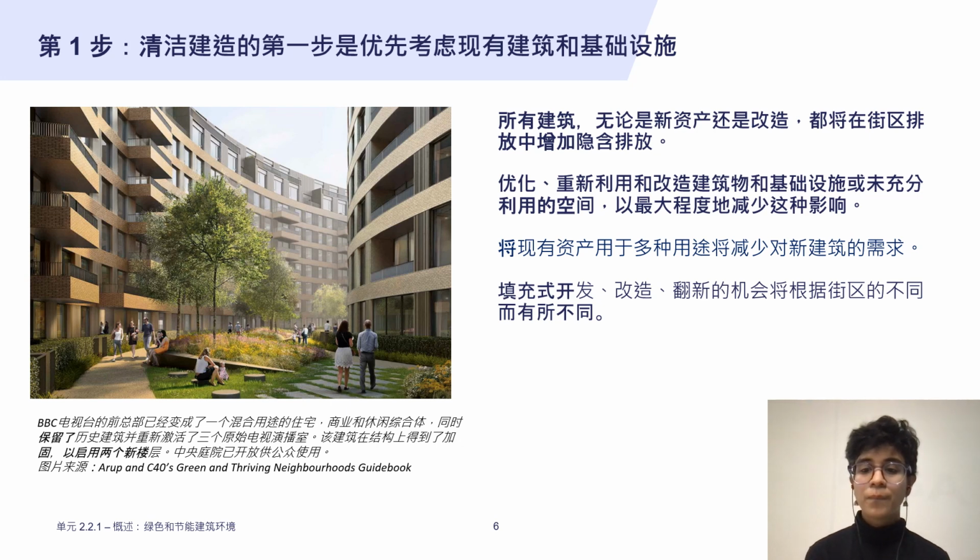Opportunities for infill development, adaptations, renovations will vary according to the neighborhood. An example is the former headquarters of BBC Television. They have been turned into a mixed-use residential, commercial and leisure complex while retaining the heritage buildings.